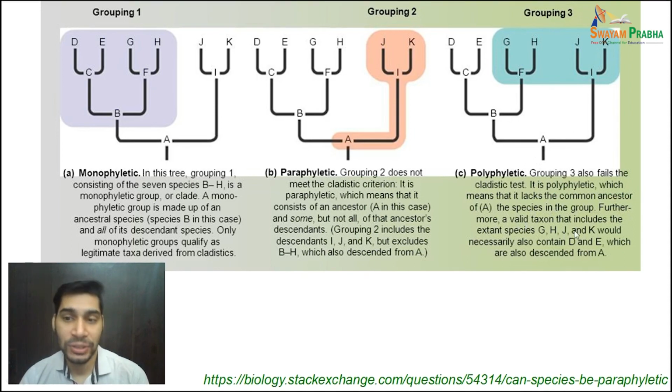Furthermore, a valid taxon that includes the extant species G, H, J and K would necessarily also contain D and E also here, which are also descendants from A. But in this case, it is not being included here. So again, this is not a true cladistics. So based on which groups you are covering in a group, whether you are including the common ancestor or not, whether you are including all the descendants or some of the descendants only, based on these characters, we decide whether it's a monophyletic group or paraphyletic group or the polyphyletic groups.